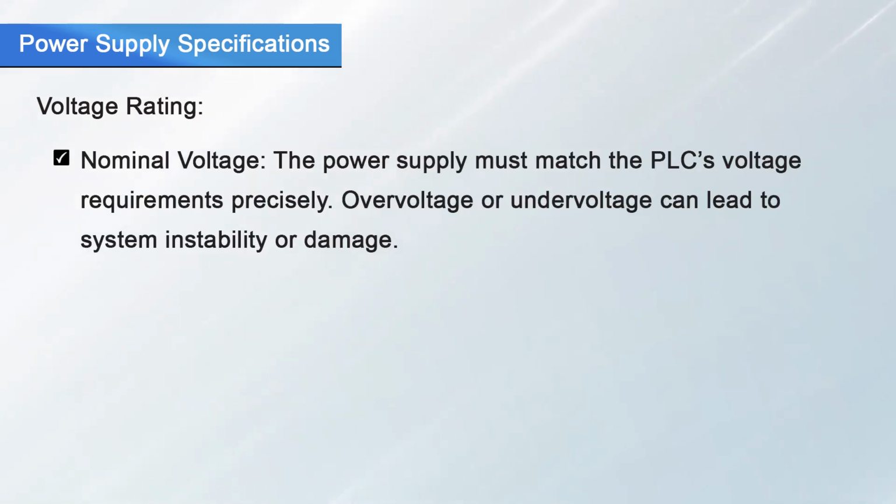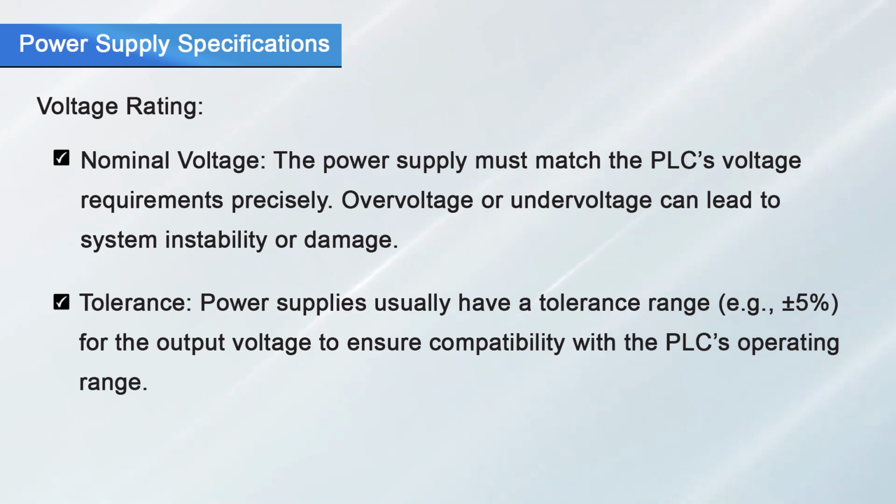Next is the voltage rating. Now the nominal voltage rating. The power supply must match the PLC's voltage requirements precisely. Over voltage or under voltage can lead to system instability or damage to the complete system. Next is the tolerance. Power supplies usually have a tolerance range, for example plus or minus 5% for the output voltage, which ensures the compatibility of the power supply with the PLC's operating range to prevent system instability or damage.